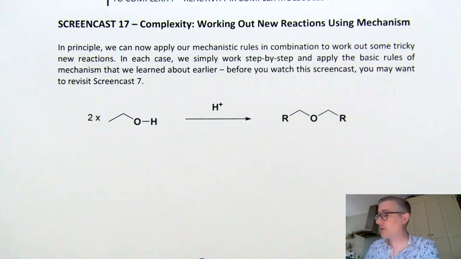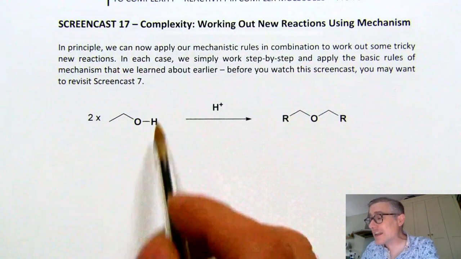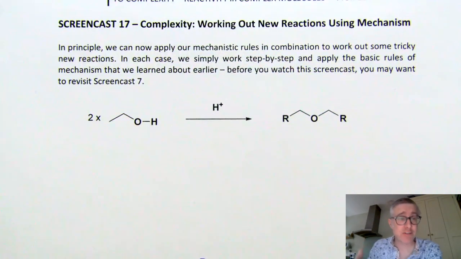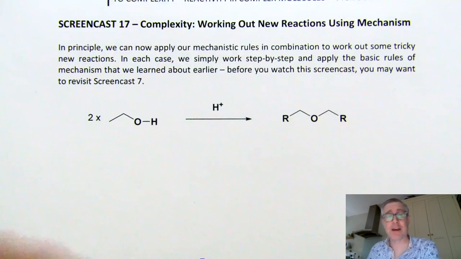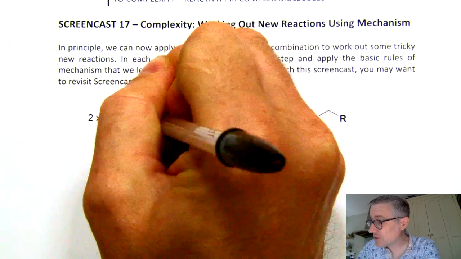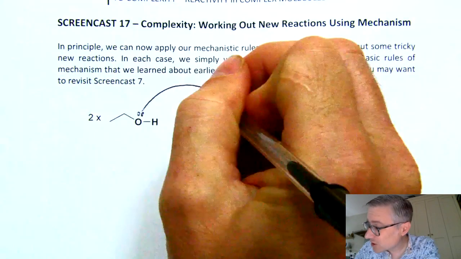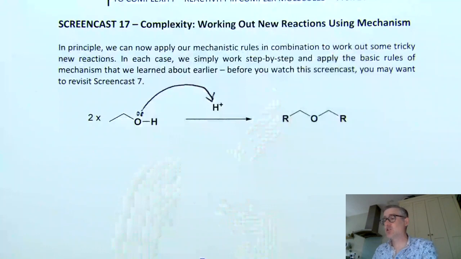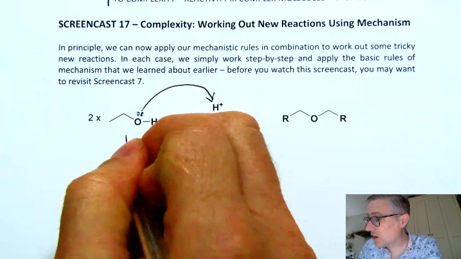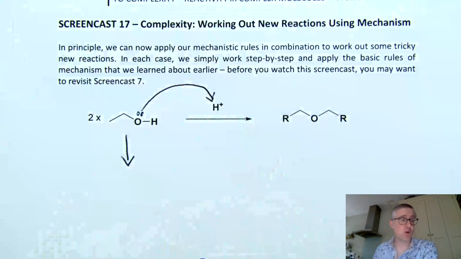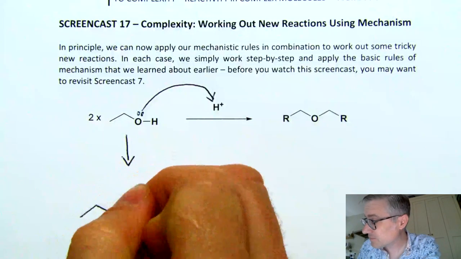So what we need to think of first is, where's our electron density in the molecule? Is there a negative charge? No, there isn't. Is there a lone pair of electrons? Yes, there is. Here it is on the oxygen. Where's it going to flow towards? It's going to flow towards the positive charge, and that will be the H+. Let's draw the product of that process and then see if we can work out what happens next.